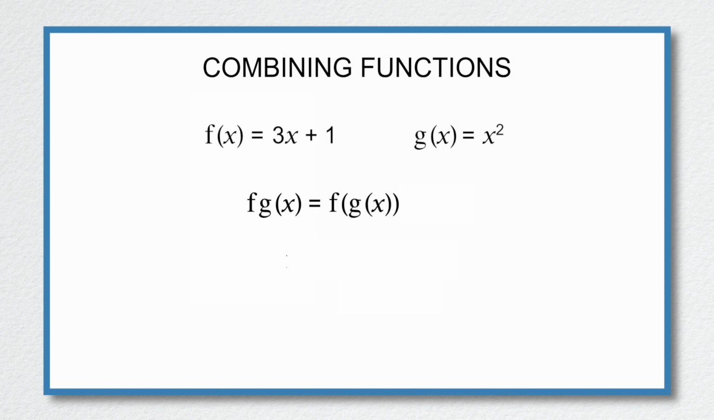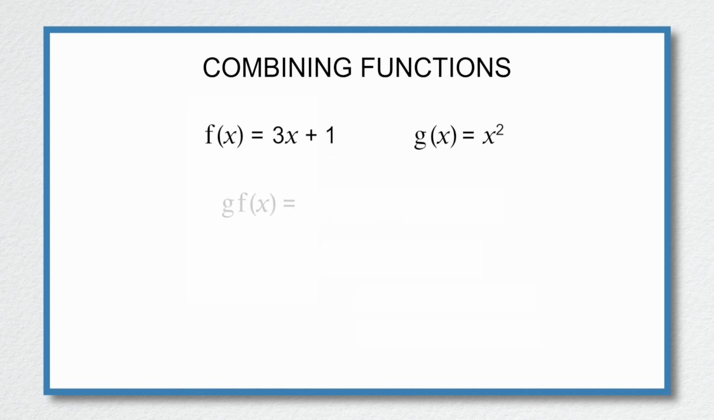And what this is saying is that we are going to take our function f of x, which is equal to 3x add 1, and input the second function, g of x, which is equal to x squared. So wherever we see x, we are going to input x squared. So think of it like this, where x squared is our input. So fg of x is equal to 3 open brackets x squared close brackets add 1, which we can simplify to 3x squared add 1.